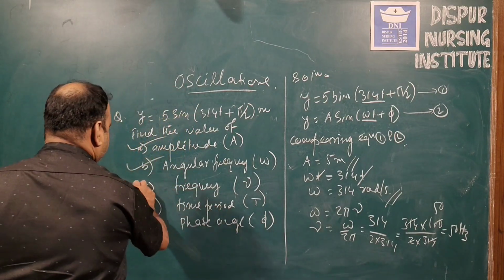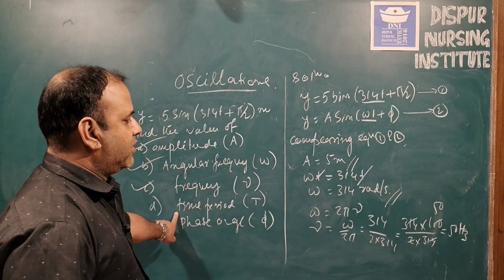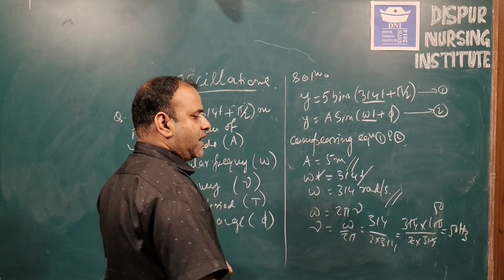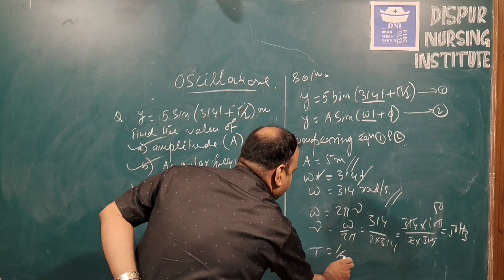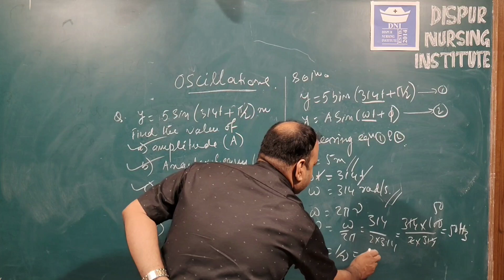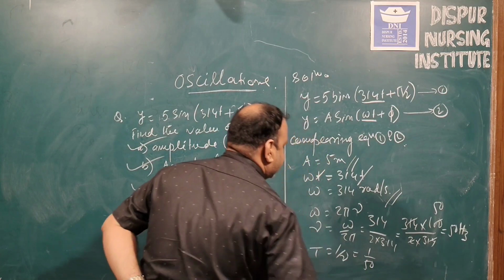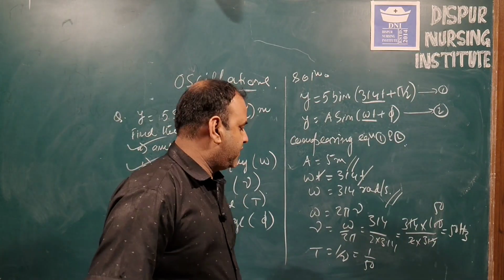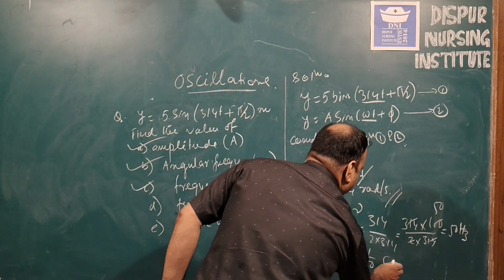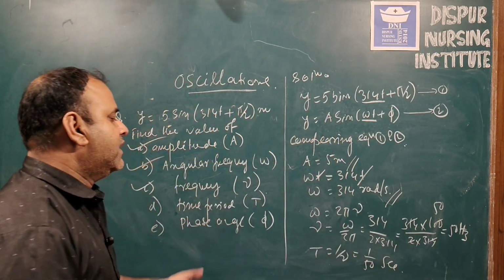So this one is done. And D number, you can see time period. Already you know this formula, you already got it in class 9. So T is equal to 1 by nu. Nu means frequency. So it will be 1 by 50. T is equal to 1 by nu is equal to 1 by 50. So this is the time period. Time period is basically calculated in terms of seconds.